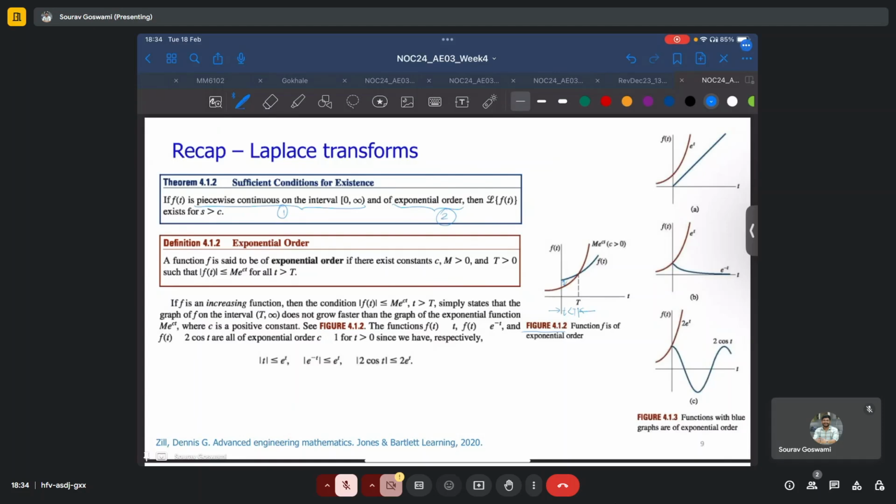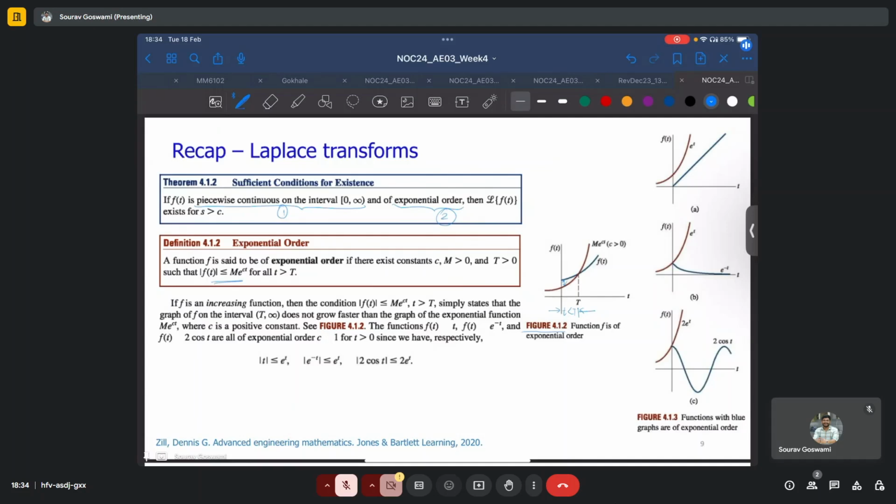In this region, our function f of t is not of exponential order because it must be smaller than or equal to. However, after T, we see that the function capital M e power ct overtakes this in magnitude, and so for all t greater than capital T, our given function is of exponential order.